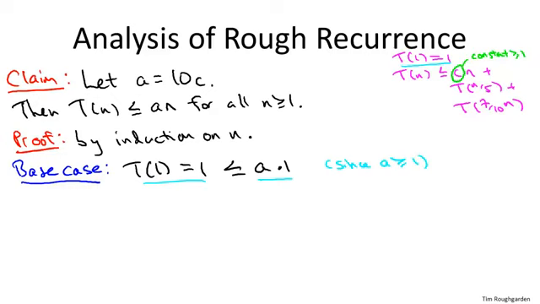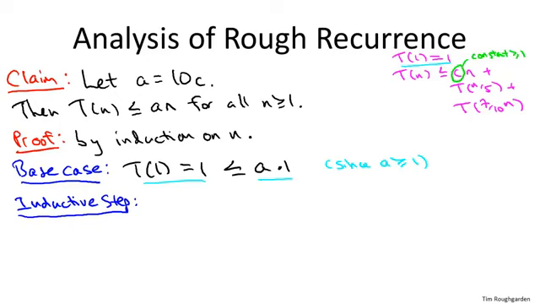So the constant c, we're assuming, is at least 1. So certainly if you multiply c times 10 to get a, it's definitely at least 1. So the right-hand side here is unquestionably bigger than the left-hand side. A, in fact, is even bigger than 10, let alone bigger than 1. So the interesting ingredient is generally the inductive step.